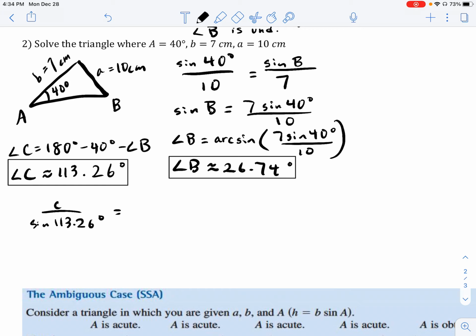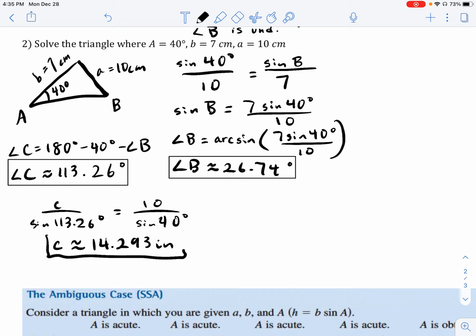And again, you have a couple of options, but I always recommend going with the sides and angles that are given to us. So I'm going to go ahead and choose side A over sine of 40 degrees. In terms of work, that's all we need to show there. And we would say, see that pun there. Side C is approximately equal to 14.293 inches. And so we have successfully solved this triangle, and we have found all the sides and all the angles. Or have I?